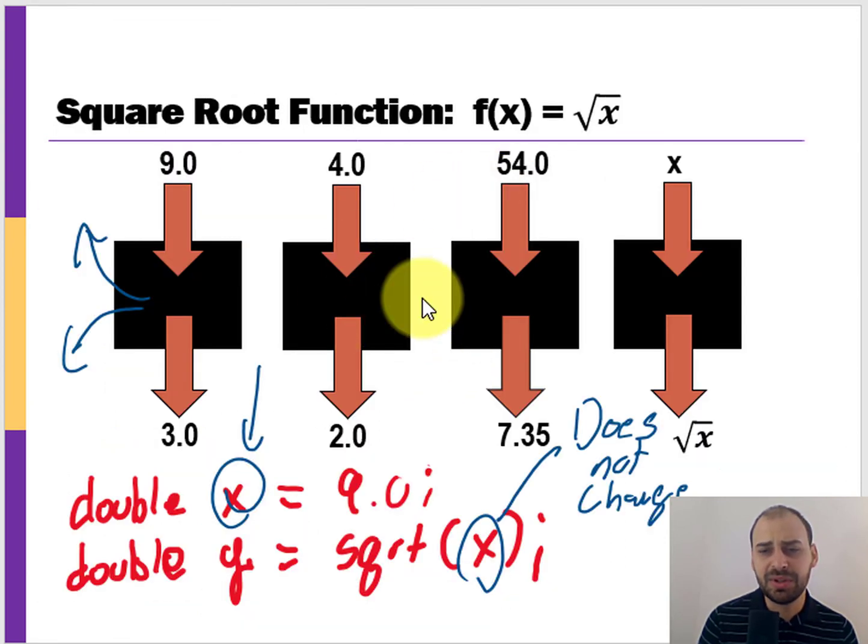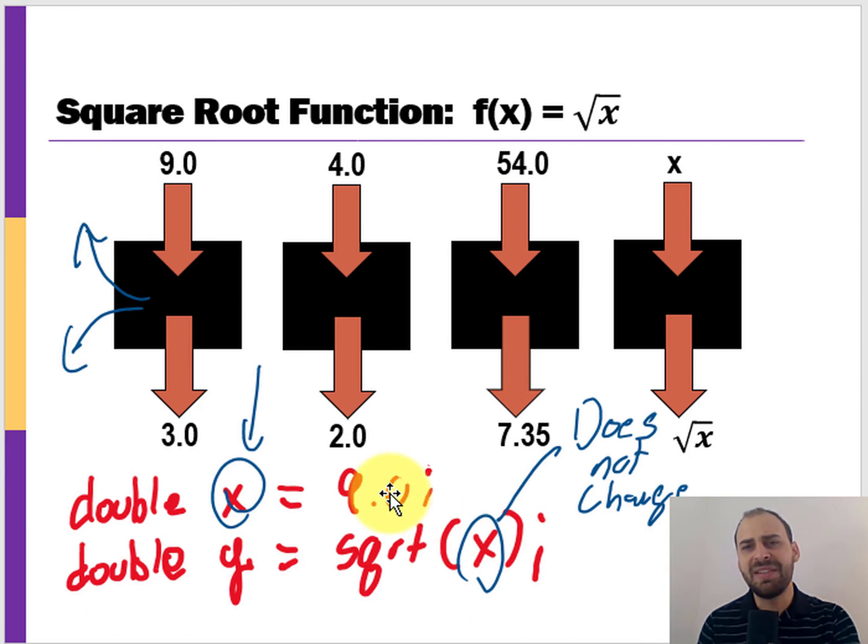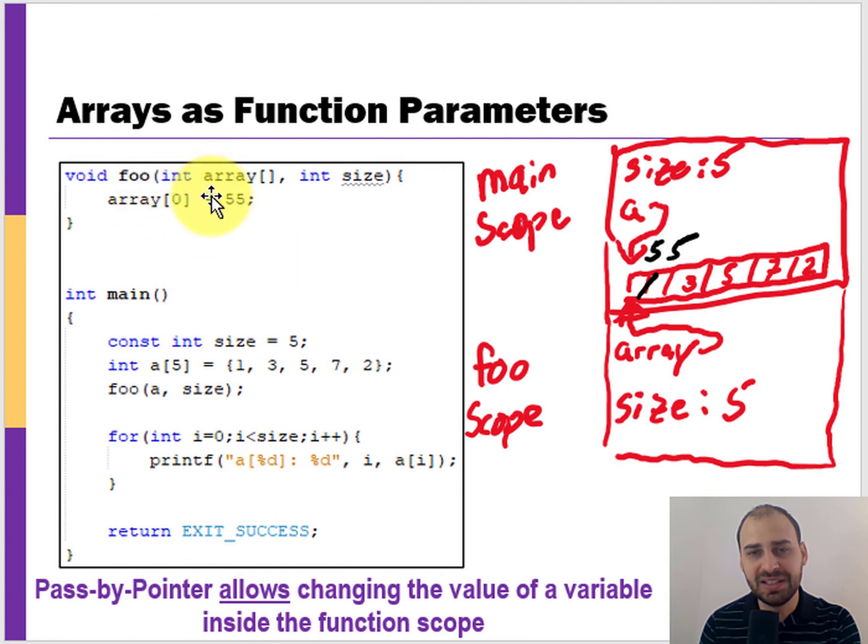What we're effectively doing is a similar concept to if we did double x equals 9 and then double y equals the square root of x, and somehow x changed, right? That's kind of equivalent to that, although the reason this happens in this case is because it's passed by pointer, which is always the case when we're using arrays and strings.